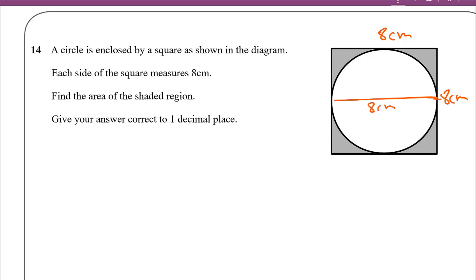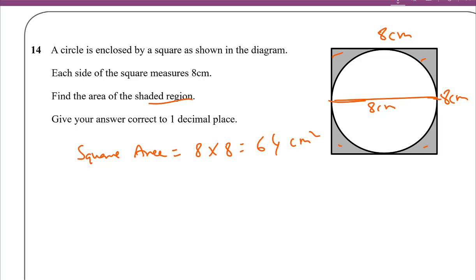Now find the area of the shaded region. So that's the shaded region we have here. Now, in order to find the shaded region, you need to find the area of the square first. So let's find the area of the square. So the square area is 8 times 8, which is 64 centimeters squared. Now, let's find the area of the circle, and we take that away from the area of the square. So that will give us the area of the shaded region.